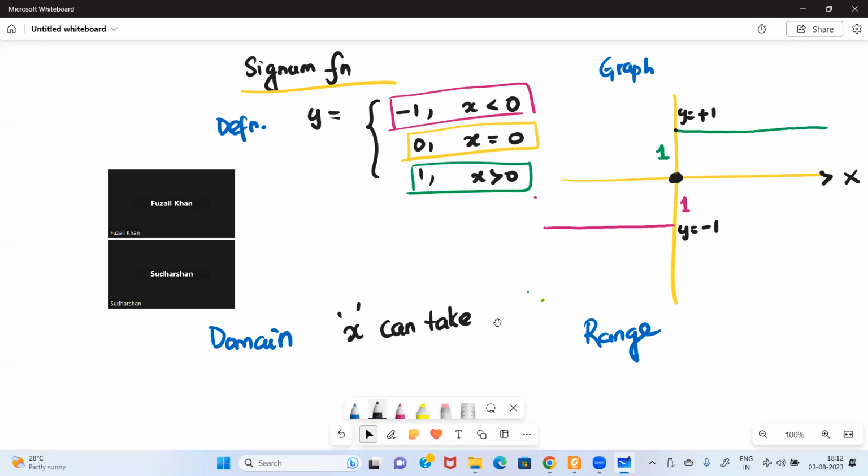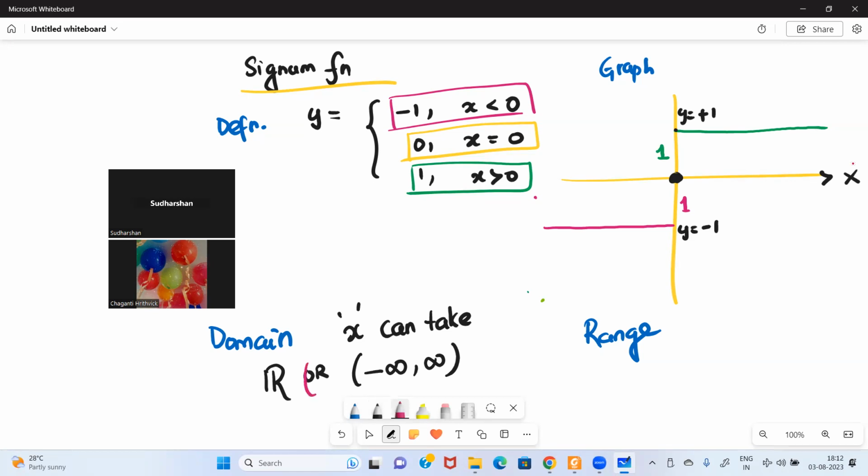Okay. Fuzail, now tell me, what values can X take? Minus infinity to infinity. Exactly. Minus infinity to infinity, no restriction is there. So domain is minus infinity to infinity, or you can write it as the set of all real numbers. Any one notation you can use. Excellent answer, Fuzail.